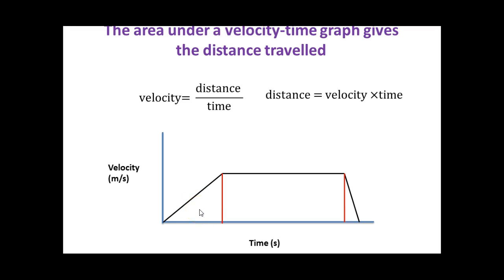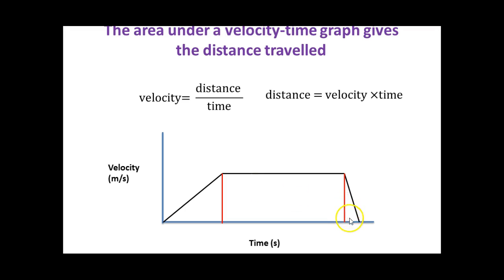You know how to calculate the area of a triangle using the equation half base times height. Or you could calculate the area of this square here and halve it. The second bit is a rectangle. So once again we just need to multiply the time by the velocity in this section, and that will give us the distance travelled under this part of the graph.